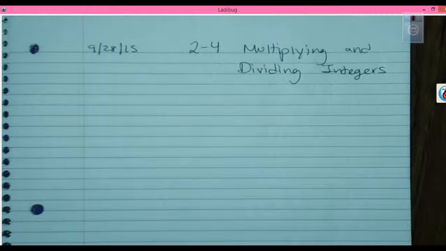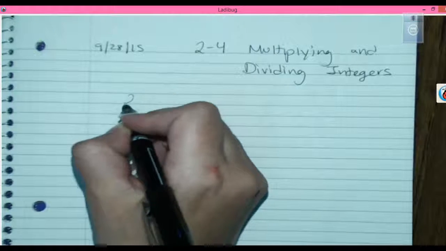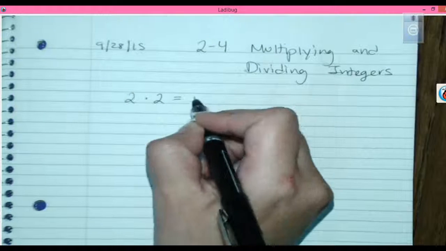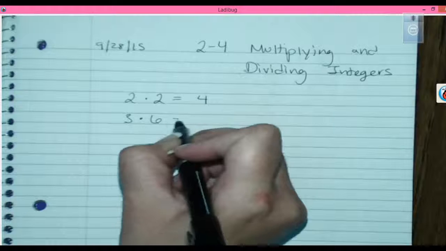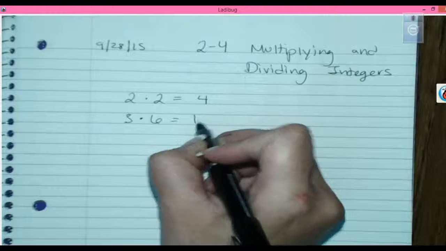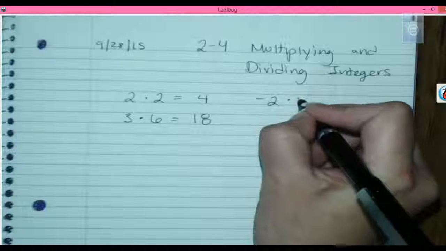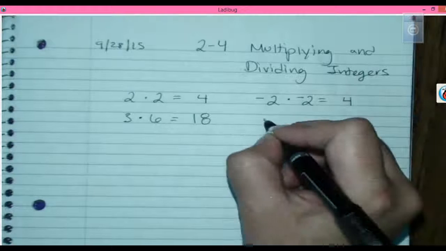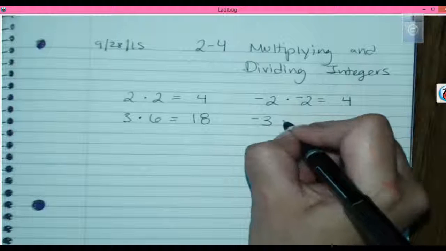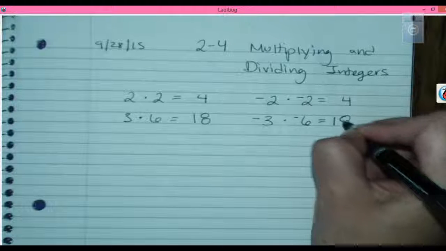Today we're multiplying and dividing integers. So let's start by multiplying regular 2 times 2. What would this equal? 4. What about 3 times 6? 18. Now what if we multiply negative 2 times negative 2? This would also equal a positive 4. If we multiply negative 3 times negative 6, this would also equal positive 18.